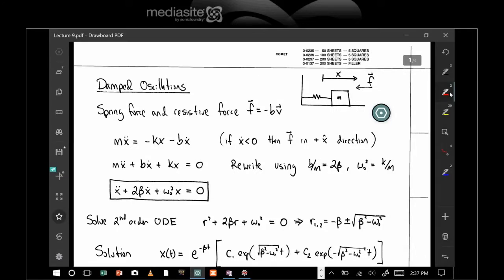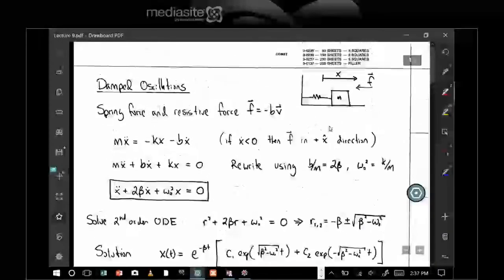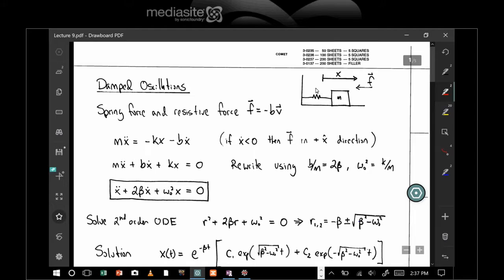I'd like to talk about damped oscillations. Let's consider a system where I have a mass-spring system, and I'm going to define x as the horizontal displacement of the spring. And then I have a restoring force of the spring, which is Hooke's law. So everything looks like simple harmonic motion, except now I'm going to add a damping force to this.